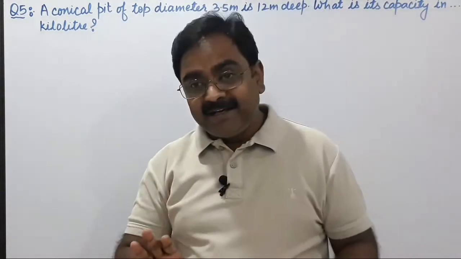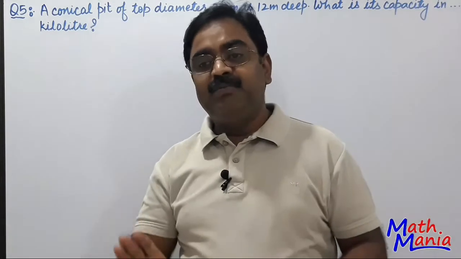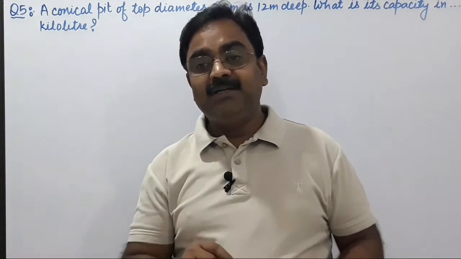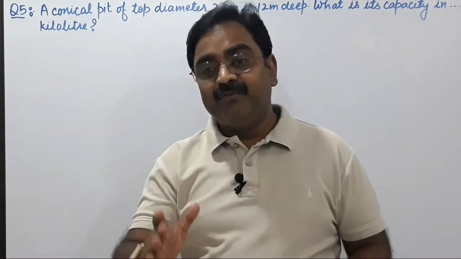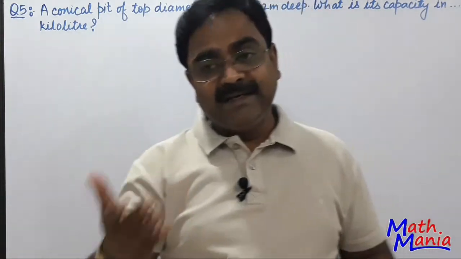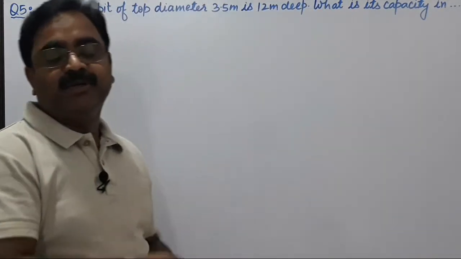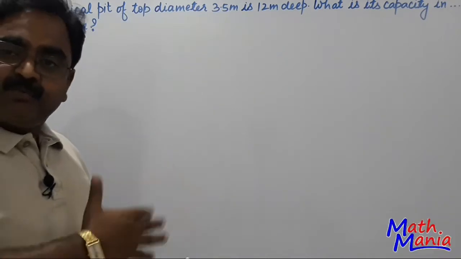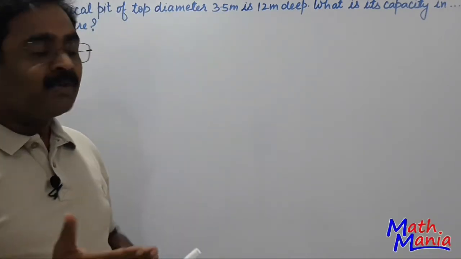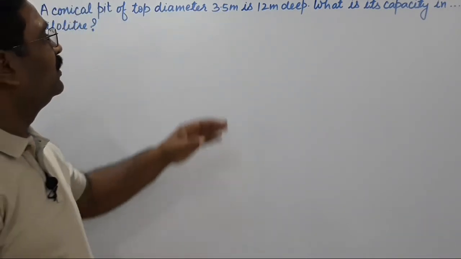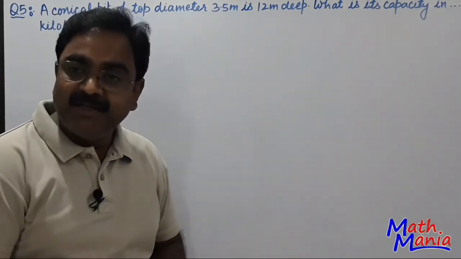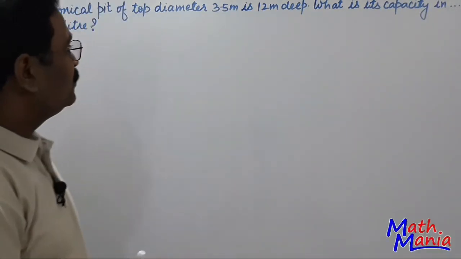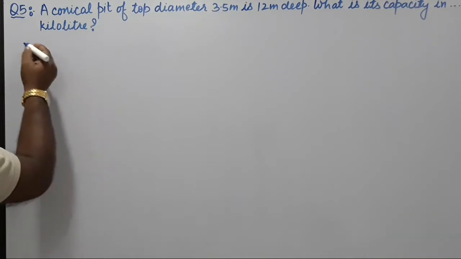We are getting the volume in centimeter cube or meter cube, but that volume will be converted into liter or kiloliter. So we should know the formula of conversion. First of all, we need to find the volume of this conical pit. So see the solution of this question.